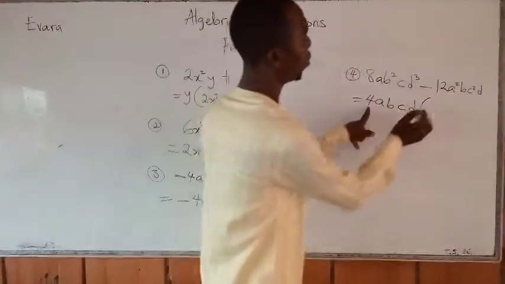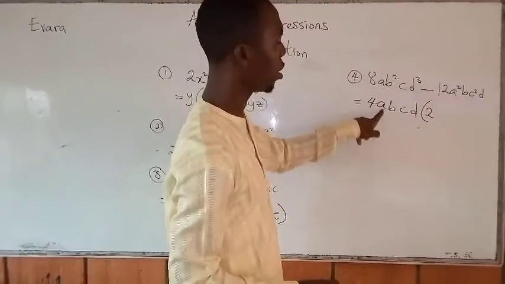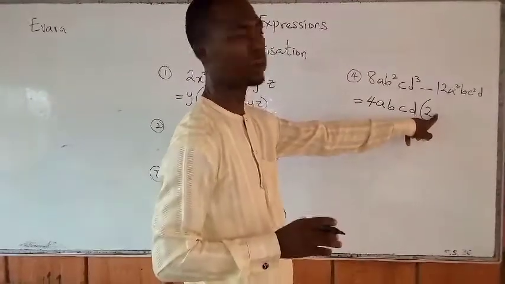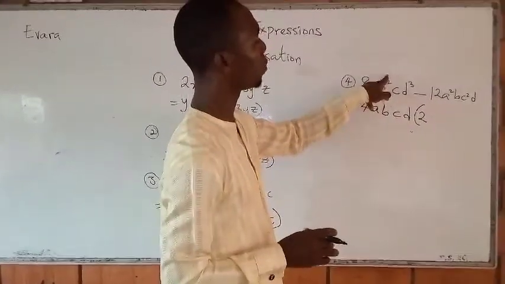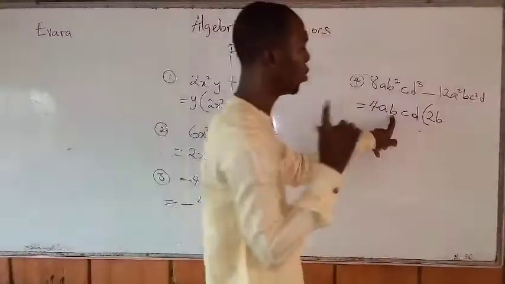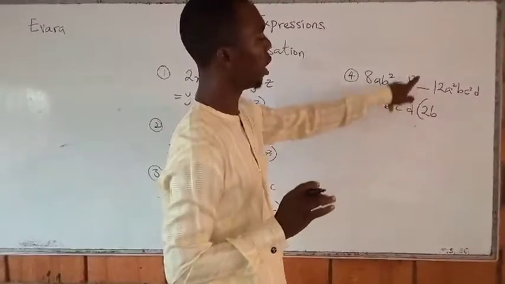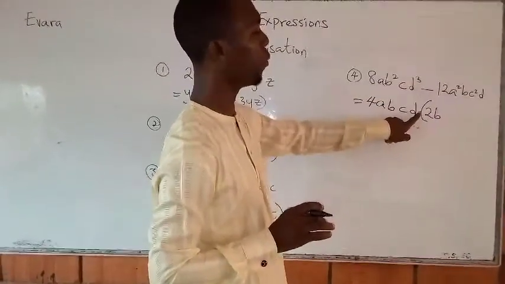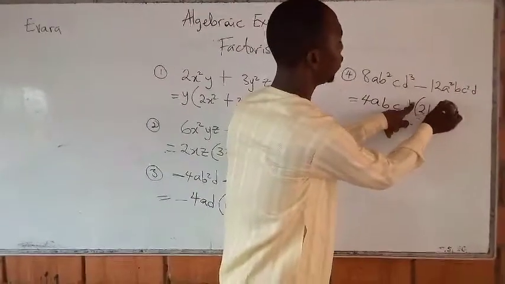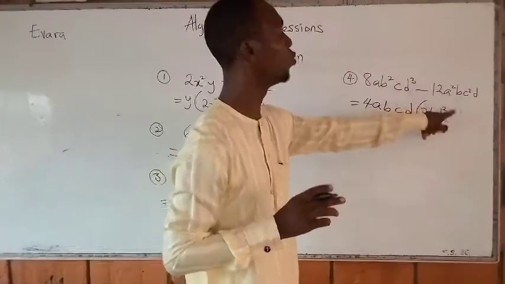8 divided by 4 is 2. We have A here, and A is already outside, so that means there won't be another A here. B is raised to power 2, and what we have here is raised to power 1. That means we'll be left with one more B. C is already outside. Now D is raised to power 3, and we have D raised to power 1 outside. So that means inside here we still have D raised to power 2. See, this is 1, this is 2, making 3.